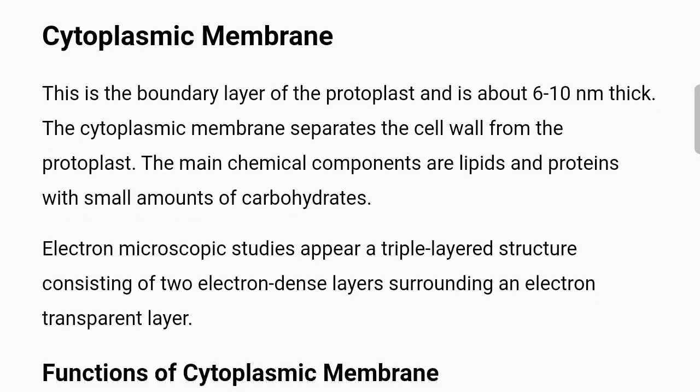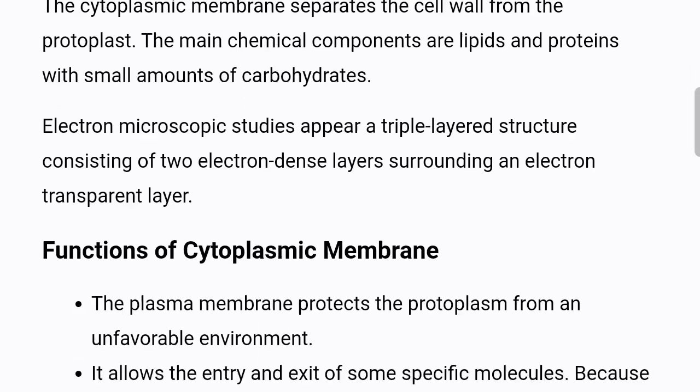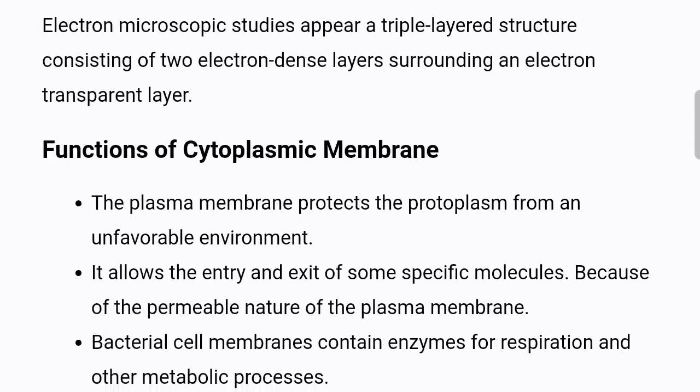Cytoplasmic membrane. This is the boundary layer of the protoplast and is about 6 to 10 nanometers thick. The cytoplasmic membrane separates the cell wall from the protoplast. The main chemical components are lipids and proteins with small amounts of carbohydrates. Electron microscopic studies show a triple-layered structure consisting of two electron-dense layers surrounding an electron-transparent layer.